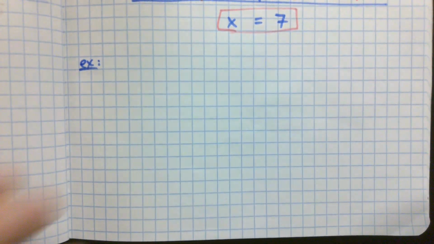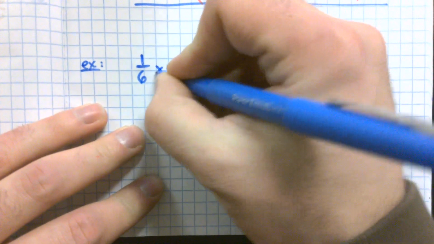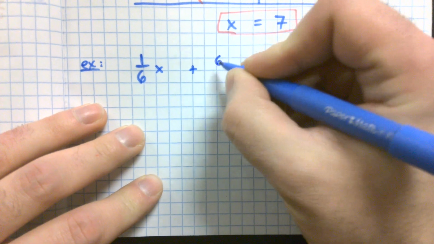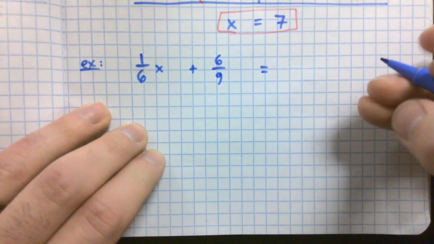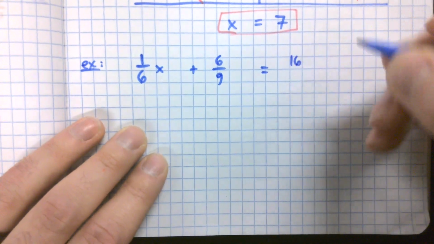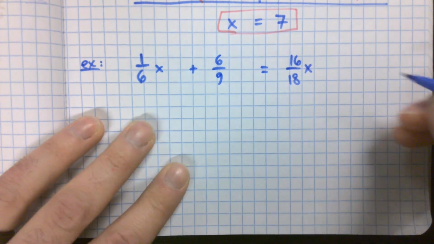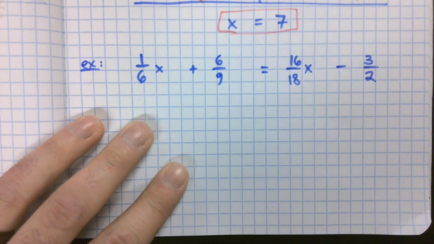Let's say we have 1 over 6x plus 6 over 9 equals 16 over 18x minus 3 over 2.